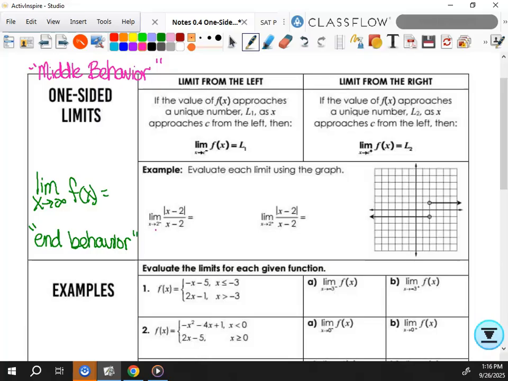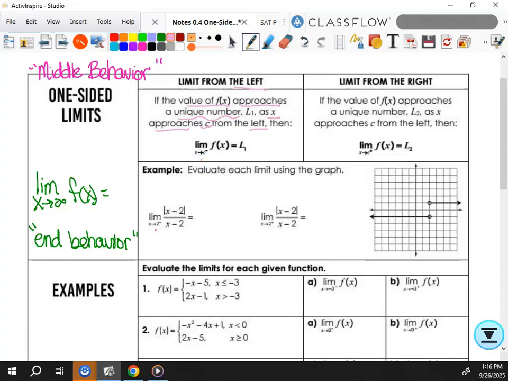So since I can approach a number from both sides, I can approach from the left or the right, then we have left limits and we have right limits. So a limit from the left, if the value of f of x, so if the output value, the value of the function, approaches a unique number as x approaches c. Now, c is just some number that's not infinity. So c could be 5, 6, -2, whatever. From the left, that's what this notation is.